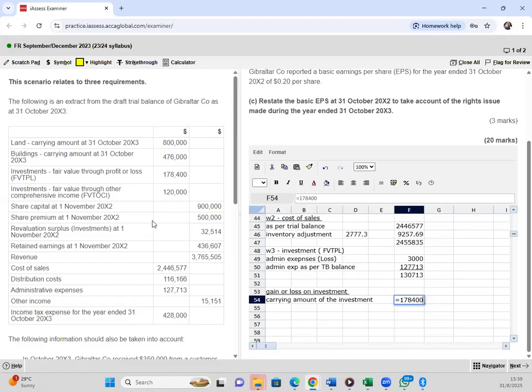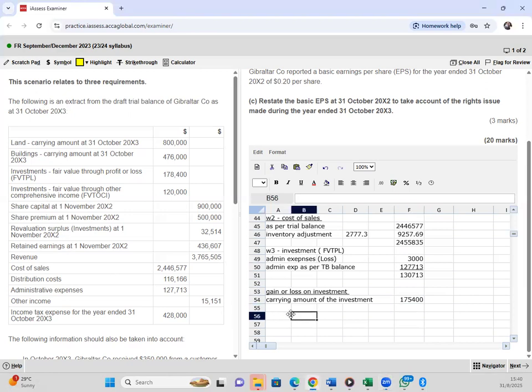But from this 178,400, they have made an error. The investment that they sold has been removed, but they removed 59 instead of 62, which is the carrying amount of the investment sold. So we need to remove the additional 3,000 here, because they had removed a lower amount than the actual amount. This means the remaining investment has a carrying amount of 175,400.